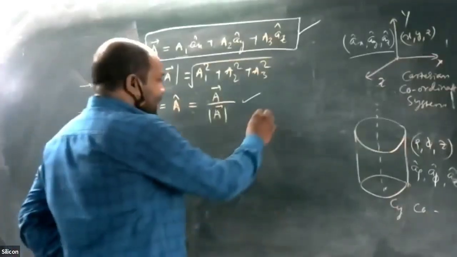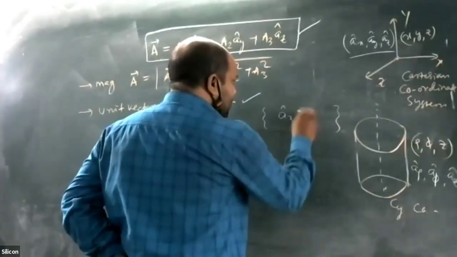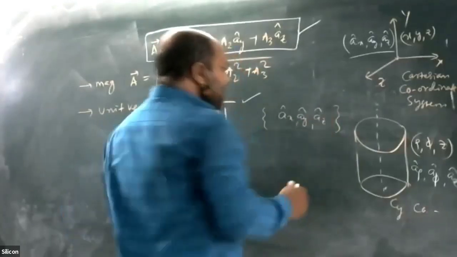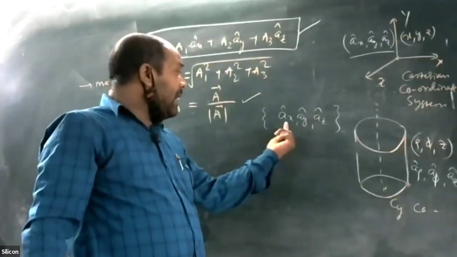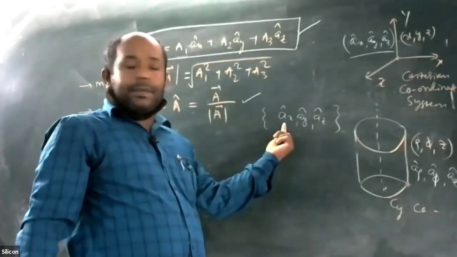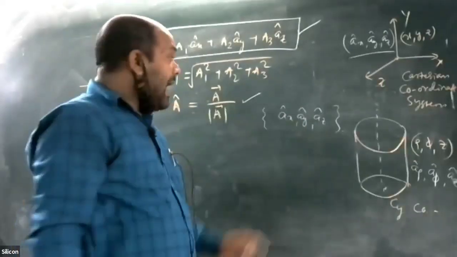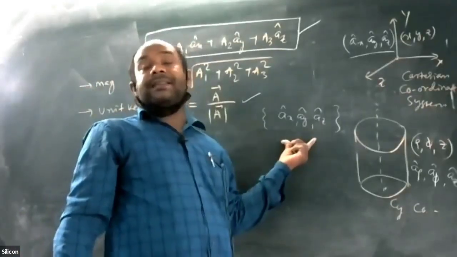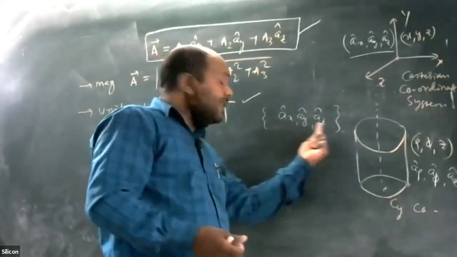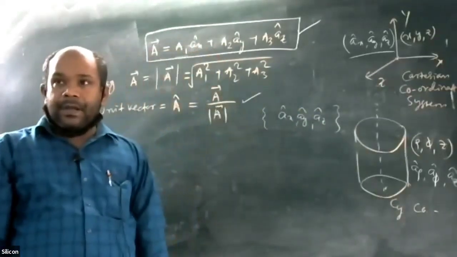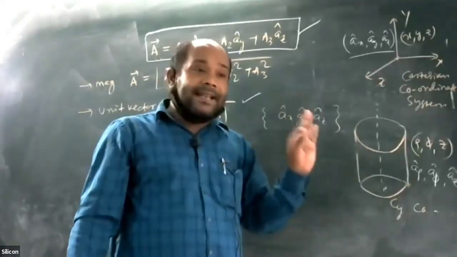I am formulating one set here: ax cap, ay cap, az cap. Can I say this is a set? Of course, this is a set. This is one element, this is another element, and this is another element. I can say this is the basis set. When can I say this? Whenever the elements in the set are orthogonal to each other, that set is called a basis set.